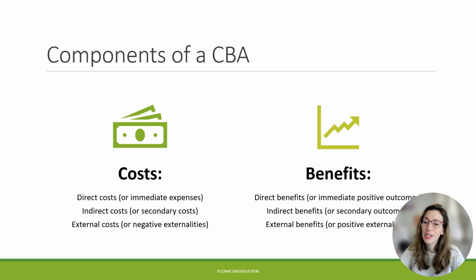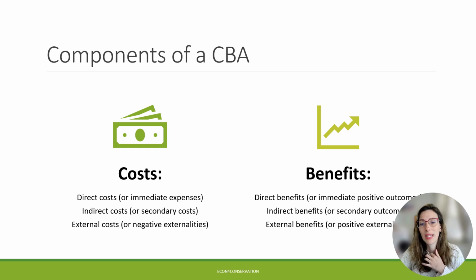And finally, the external costs. These refer to negative side effects that a project might have on the environment or society. We usually call these costs negative externalities. Examples include pollution, habitat destruction, and social displacement. It's essential to identify and try our best to quantify all these costs to have an accurate assessment of the total expenses associated with the project.